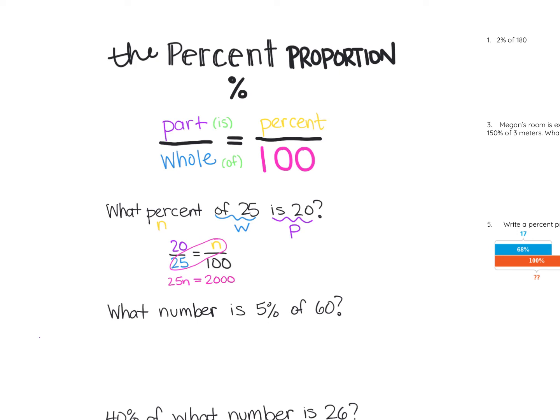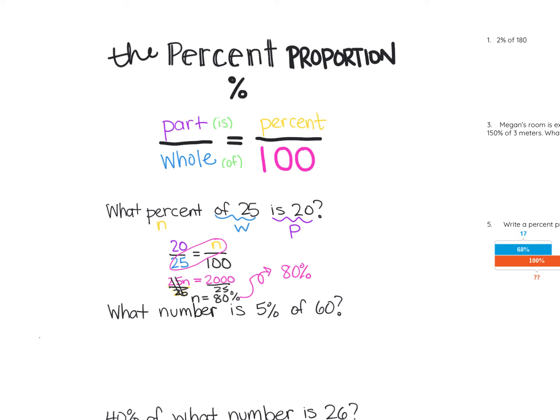Once I have this equation, I am going to divide both sides by 25. The reason I'm going to do that is because those 25s get canceled out, and I'm left with n is equal to 80. And because this is a percent, I need to add my 80% on there. My answer is 80%. And again, because we already took the 100 into account, we don't have to worry about multiplying it by 100. It's already in its percent form, 80%.